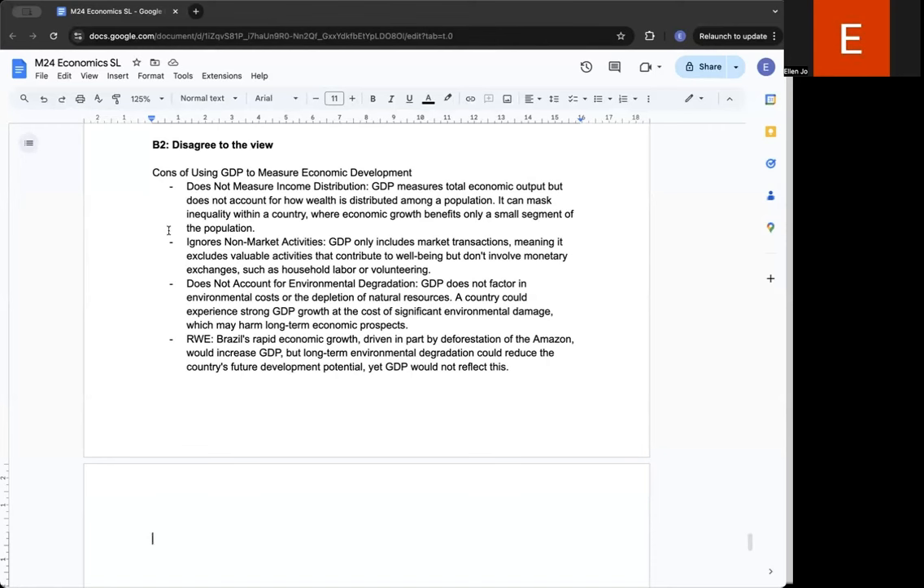So in this case, Brazil would be a good example. The country's rapid economic growth can be largely driven by the deforestation of the Amazon, which would increase GDP, but in the long term, environmental degradation could reduce the country's future development potential, and yet GDP would not reflect this.